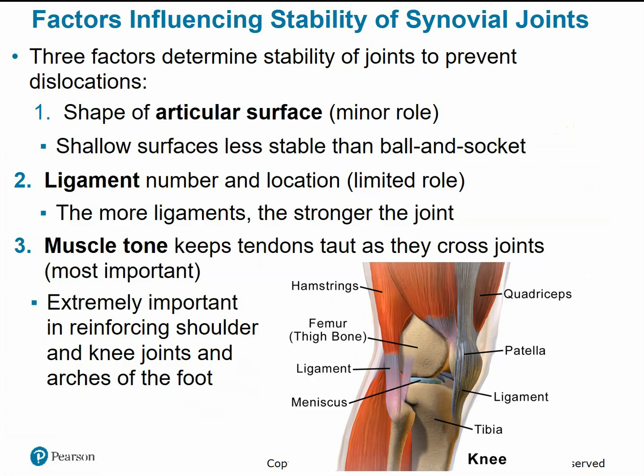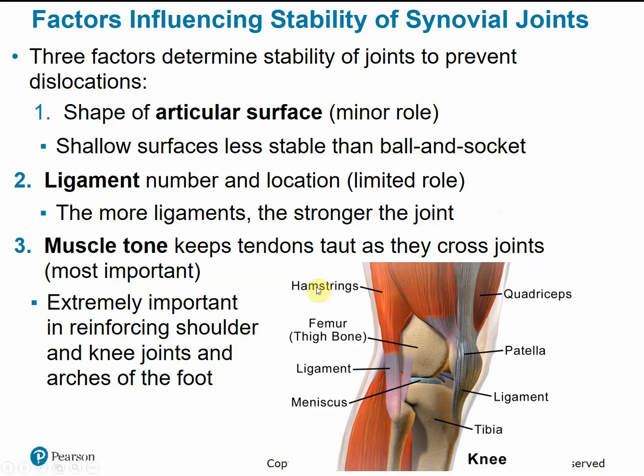So number 1 is the shape of the articular surface. So how well do the bone ends fit together? The more shallow your articular surface, like on the knee, the less stable it would be compared to, say, a ball and socket in the hip. So the number and location of ligaments also play a role in our joint stability. The more ligaments you have, the stronger the joint. So the more points of support and attachment, the more stable that joint will be.